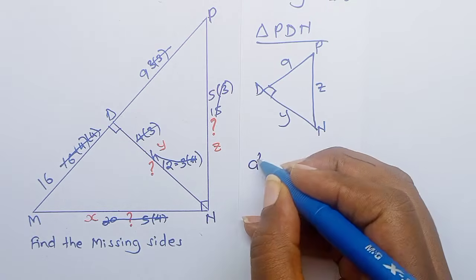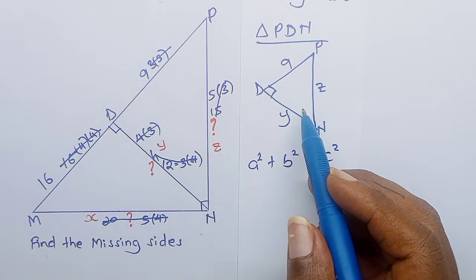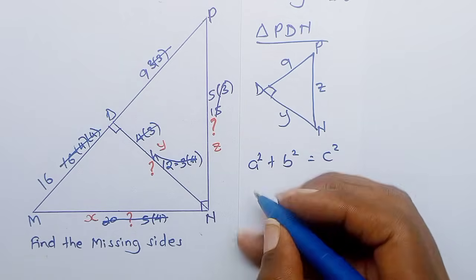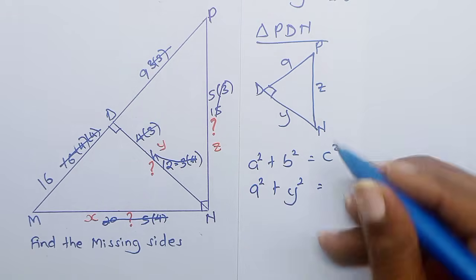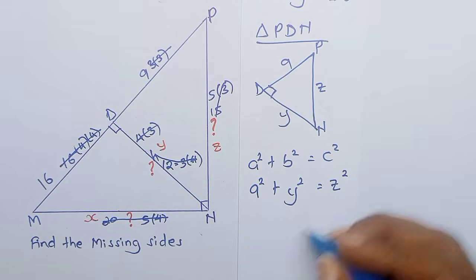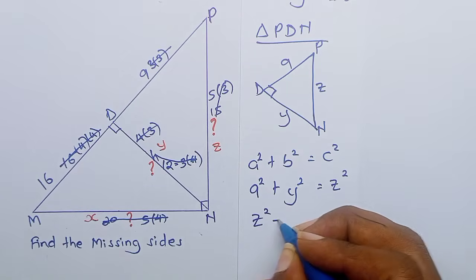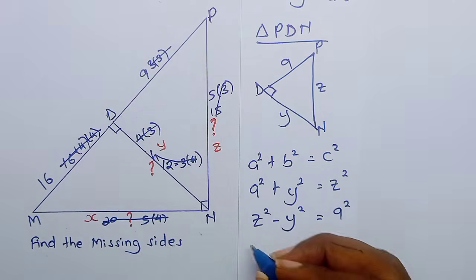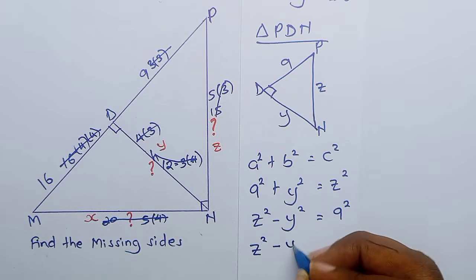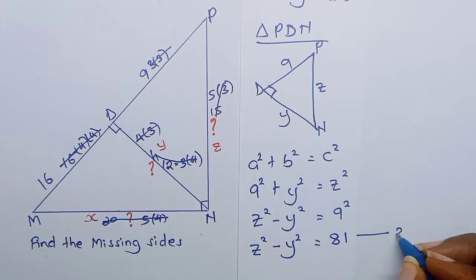So a squared plus b squared is equal to c squared. Our a, in this case, is 9. So 9 squared plus our b, y, is equal to our c, which is z squared. So we take the y squared to the other side. So we shall have z squared minus y squared being equal to 9 squared. So z squared minus y squared is equal to 81. Let this be equation 2.